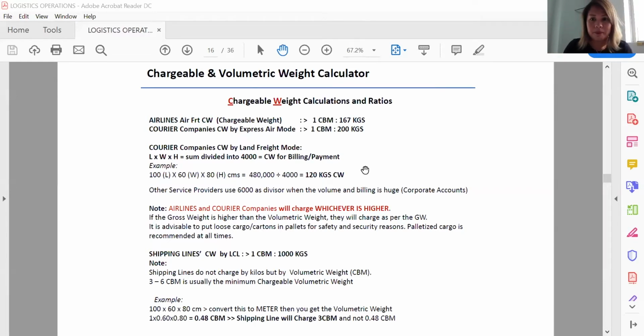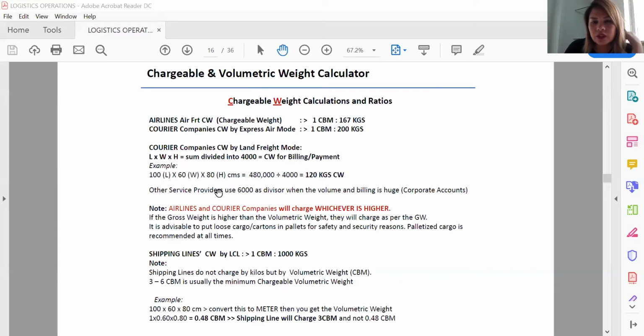So again, the airline, your courier, your logistics partner, the courier company will bill you whichever is higher. If gross weight is higher, then you will be billed accordingly. But if they compare the gross weight versus the volumetric weight and the volumetric weight is higher, then you will be billed as per the volumetric weight.